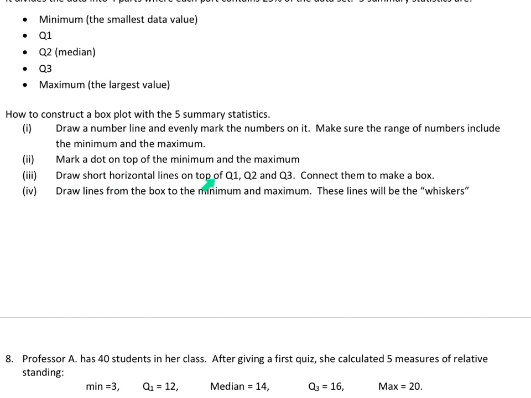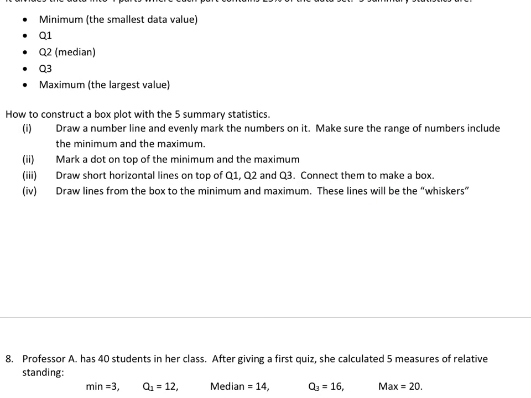Draw a short line to indicate Q1, Q2, and Q3. So these are the middle 3 numbers, right? So minimum and max are the smallest and largest. Q1 to Q3, these are the middle numbers. So the middle numbers are going to be a box. Draw a short horizontal line on top of Q1, Q2, Q3. Connect them to make a box. Okay, that's what's happening in the third step. And draw a line from the box to the minimum and maximum. These lines are called whiskers.